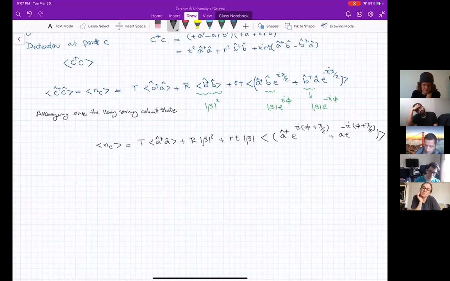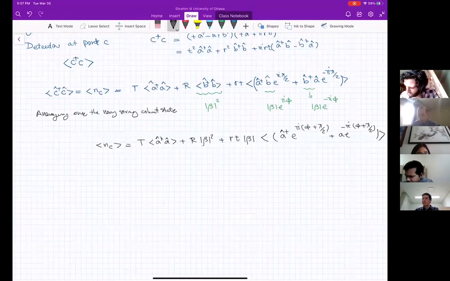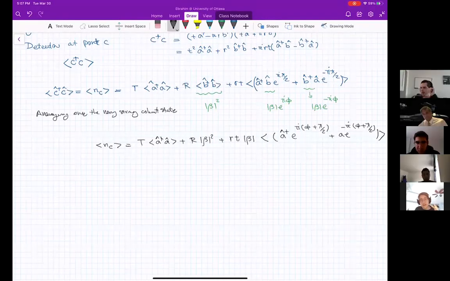And just making sure you can take the beta out, because the unknown states' wave function is independent. The ket is in a tensor product with the known one.